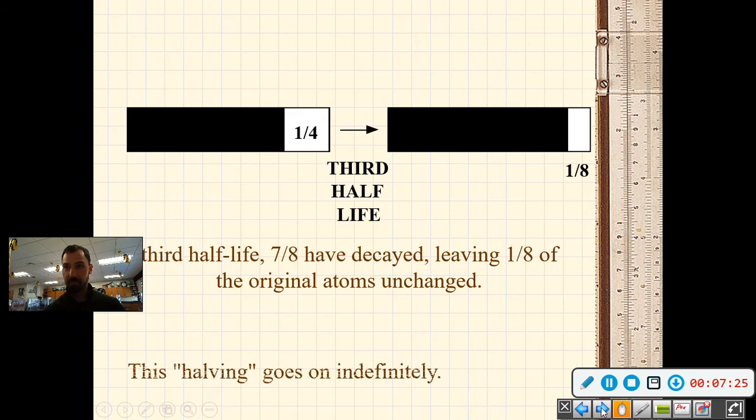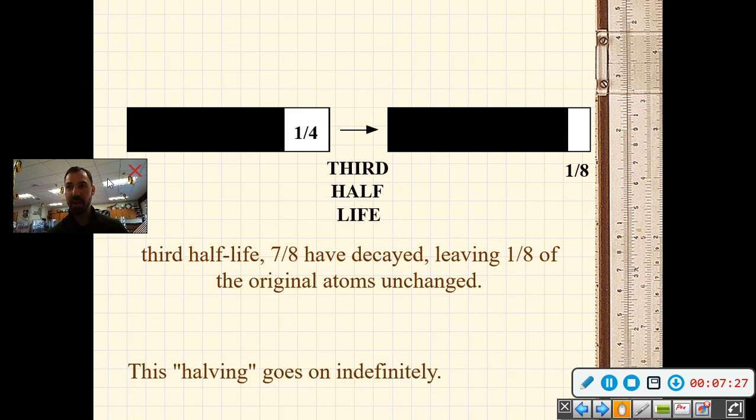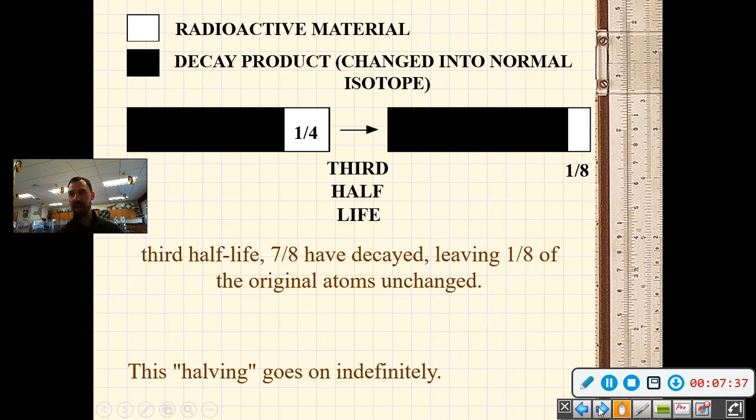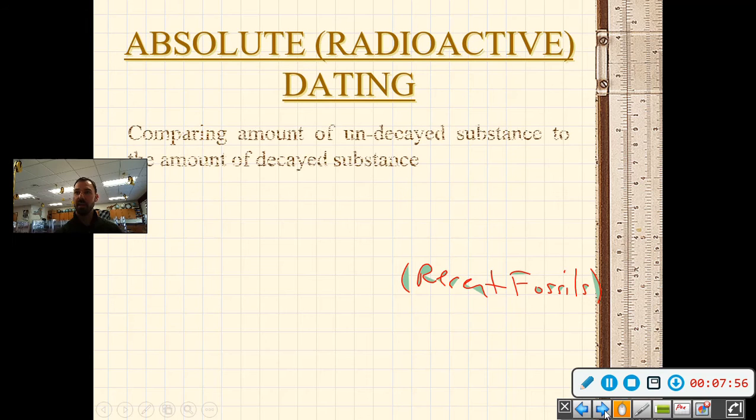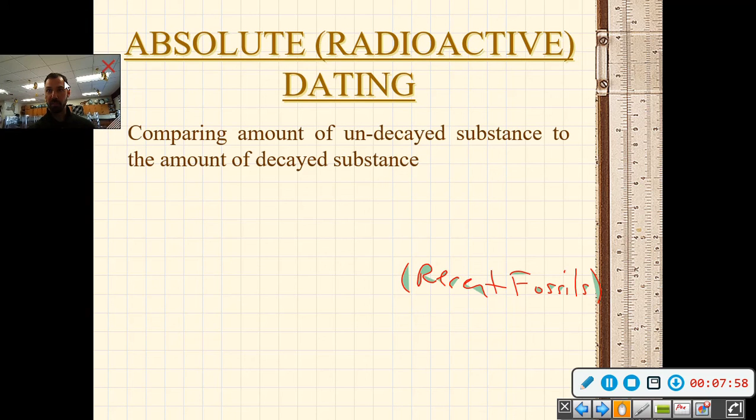And then continuing on, so the third half-life, now 7/8 have decayed, leaving 1/8 of the original atoms unchanged or still radioactive. And this halving will keep going on indefinitely until a point where you can't read the fractions anymore, because there has to be a point where it's not usable anymore, or you can't read enough of the atoms to be able to get a measurement on it. And that's where using the right isotope is important.